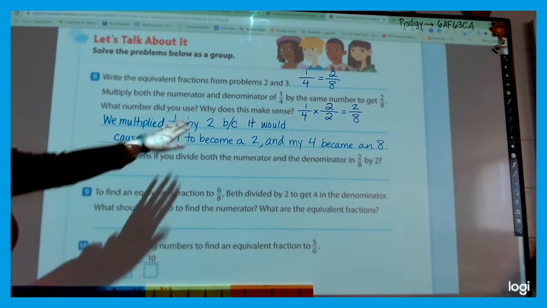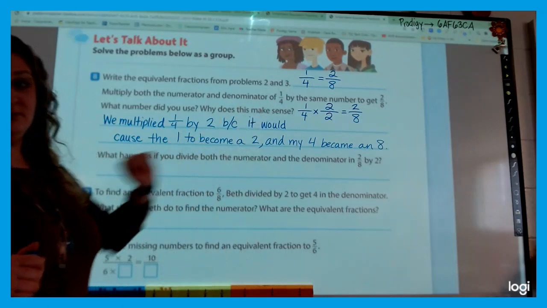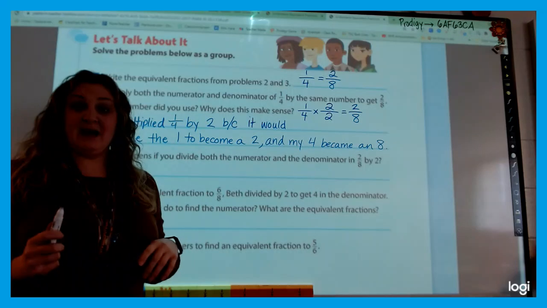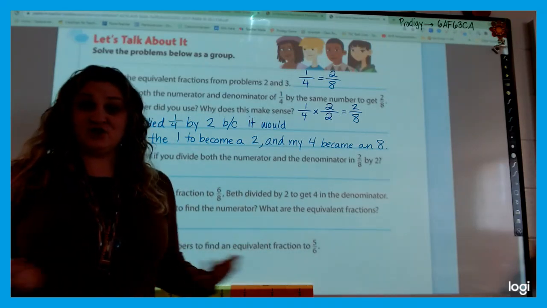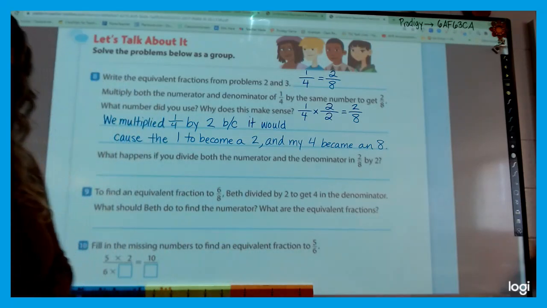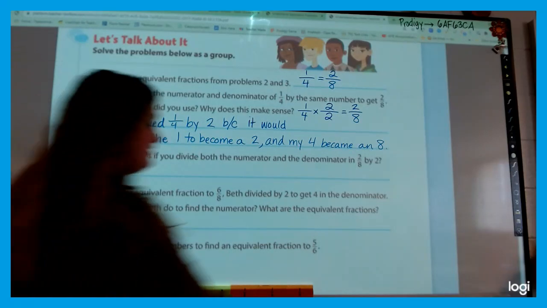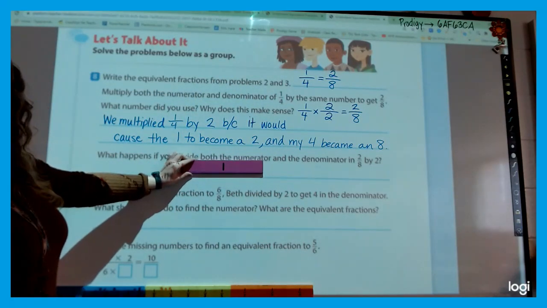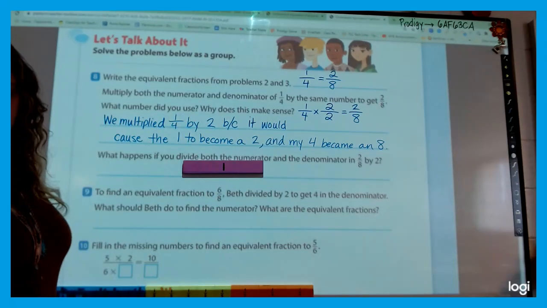And now we can just talk about why it makes sense. Remember what I've told you. Anytime your denominator gets bigger, it means your pieces are getting smaller. Now let me show you that real quick with some visuals. Okay, so here's our one whole thing, right? It's a strip. If you can't read it, it just says 1.